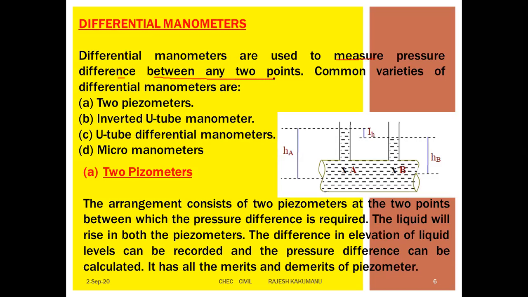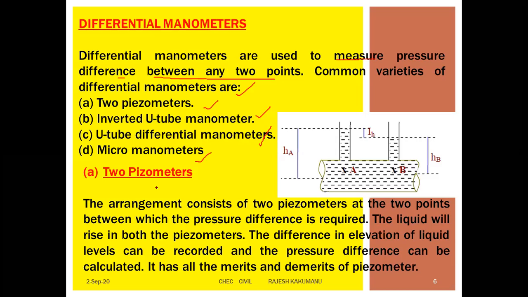Common types of differential manometers are, the first one is 2 piezometers, second one is inverted U-tube manometer, third one is U-tube differential manometer, fourth one is a micrometer. Already in the initial classes, we have discussed the single manometer, the piezometer. So here we are using 2 glass tubes. There we have chosen only 1 glass tube.